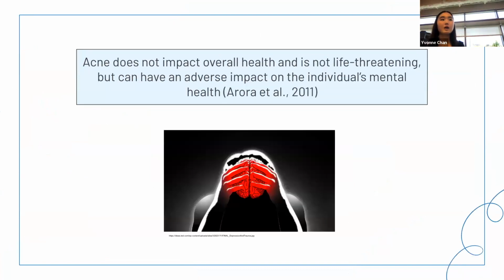Although acne does not have an adverse impact on a person's life, nor does it impact the overall health of a person, it can have an adverse impact on the individual's mental health, and it can be compared to depression. Despite its prevalence and its impact on a human being, we still do not know the exact causes of acne.